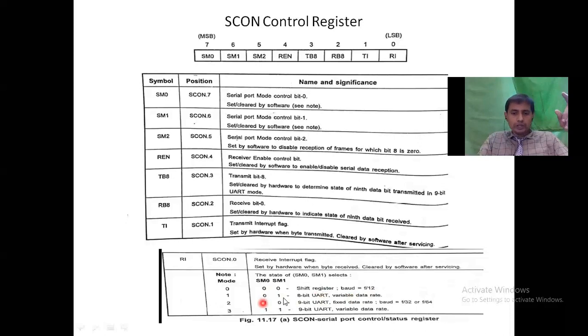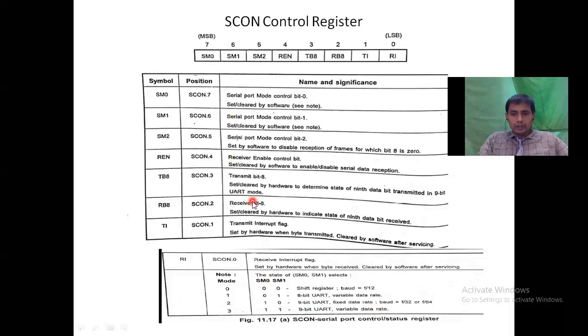If it is 1, 0 operation, now it's a 9-bit UART. In that, the baud rate is fixed, and the baud rate is approximately frequency by 32 or frequency by 64 is possible. If it is 1, 1, then here also 9-bit UART with variable data rate, variable baud rate. Here baud rate is variable. Like that, whether we are performing 8-bit UART or 9-bit UART is decided by SM0 and SM1 bits. Like that, SCON register is very essential for transmitting as well as receiving serial port information.